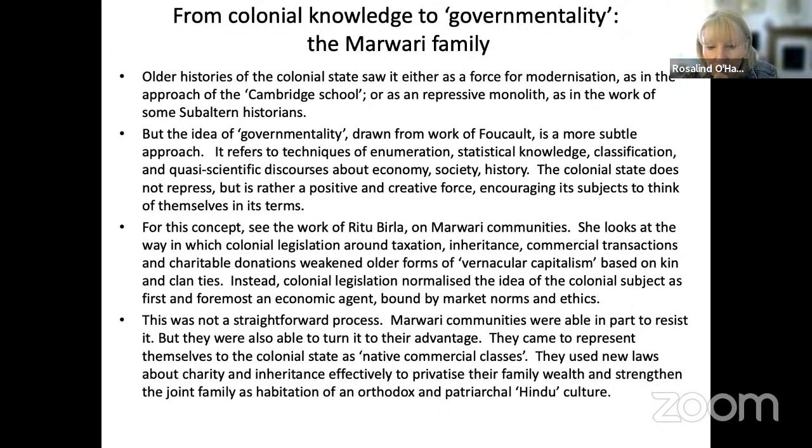Now, Marwari communities were actually very good at both subtly resisting this process and turning it to their advantage. And the way that they did this was to represent themselves to the colonial state as what they called themselves, native commercial classes. And they were able to persuade the colonial state to enact laws, particularly about inheritance and about charity, to enact laws that enabled Marwari families to privatize their family wealth, to protect their family wealth from the taxation demands of the state, and also to protect the joint family as the place, the habitation, the basis of a rather orthodox and patriarchal Hindu culture.